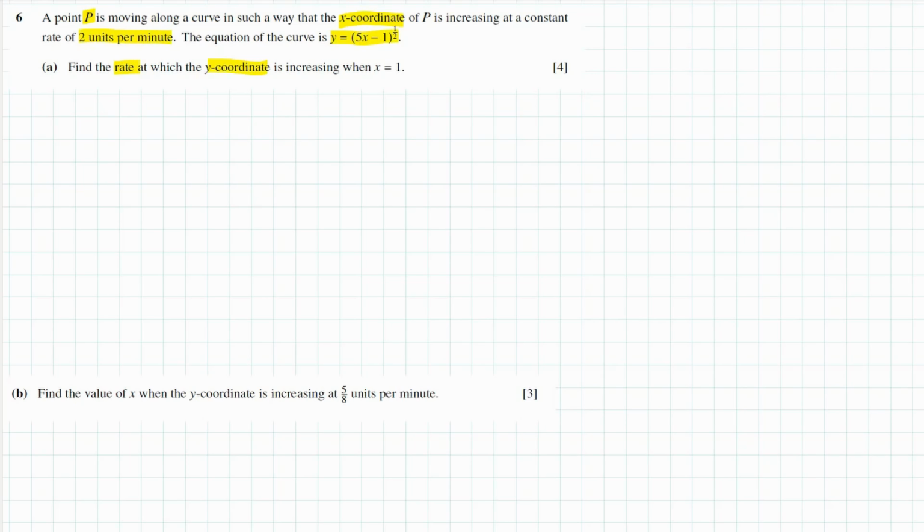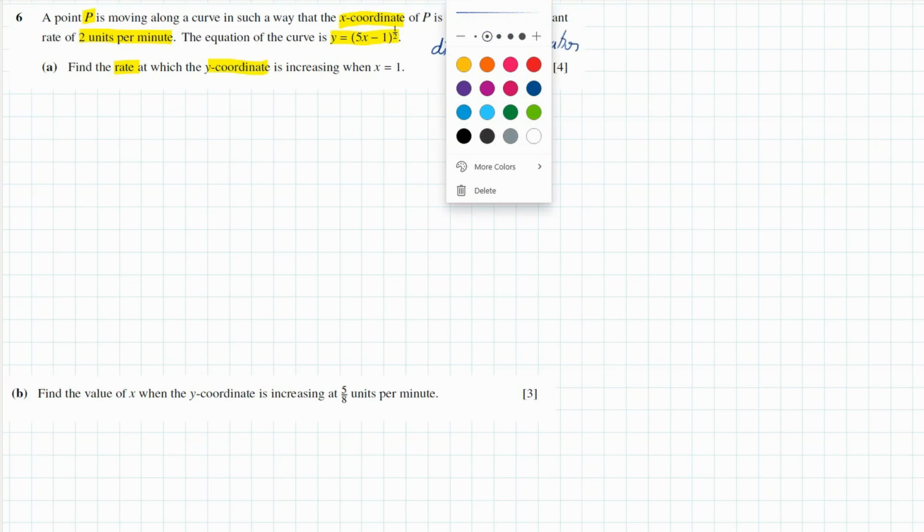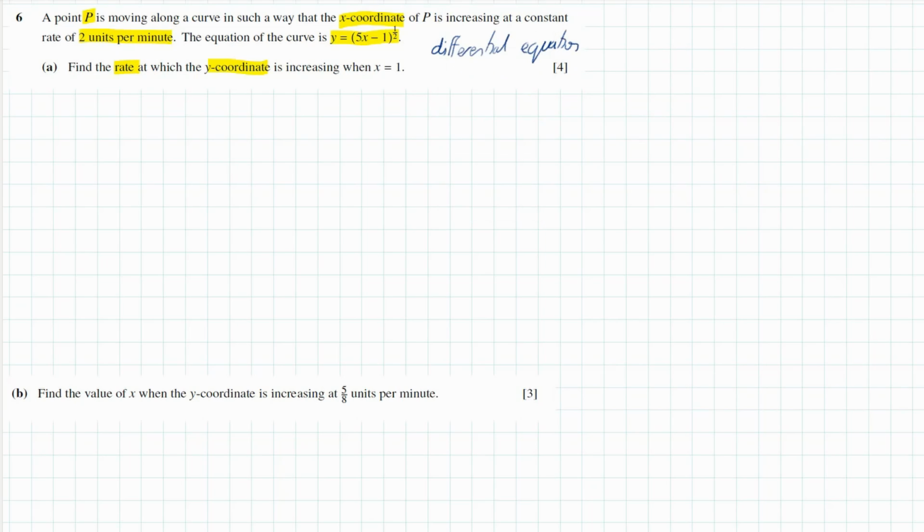So immediately you should recognize that we are looking at a differential equation. What should give you a hint as to that? Well, this word here, rate. Rate is what should give you that. Now, we've got P moving along the x-coordinate, and it's increasing at a rate of 2 units per minute, so we say that dx/dt is equal to 2.